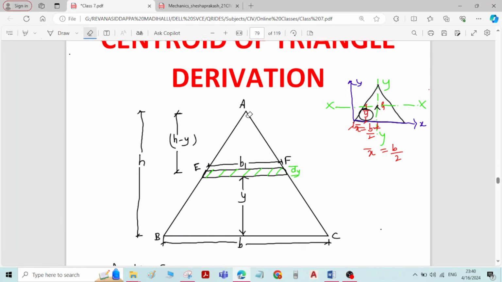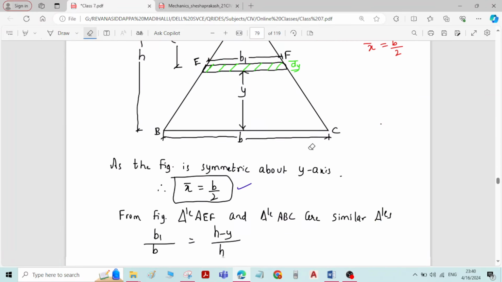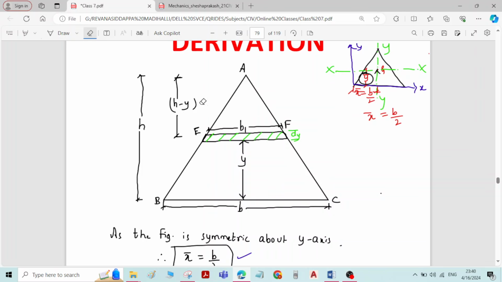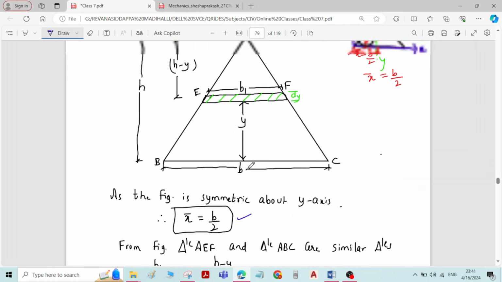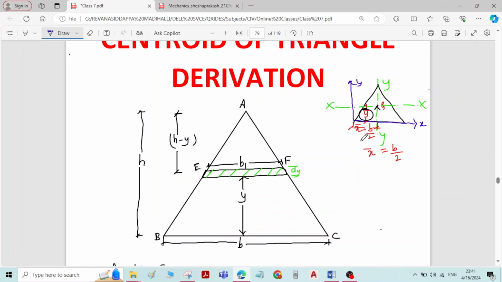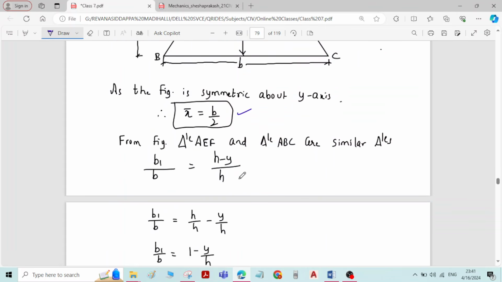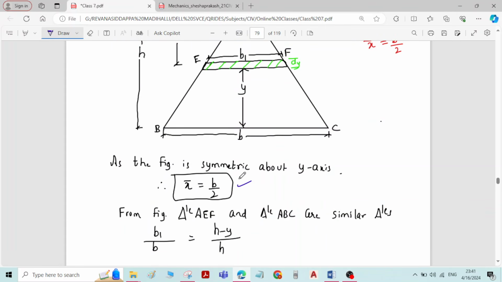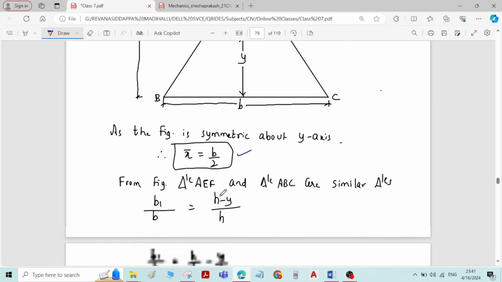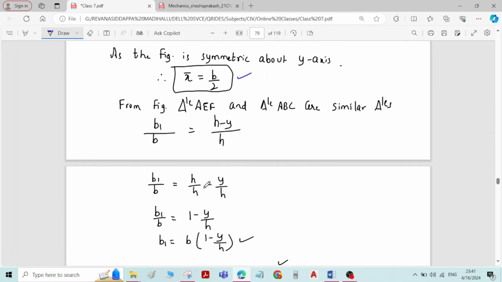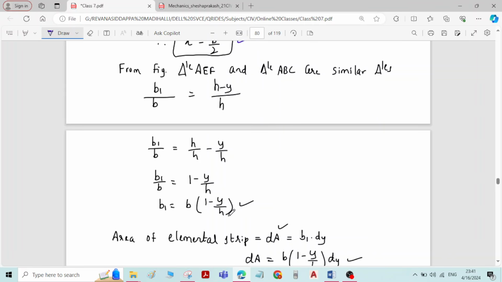I will repeat the steps very briefly. Initially you have to take a triangle ABC of base width b and height h. I have considered an elemental strip of width b1, thickness dy at a distance y from the base of the triangle. As the figure is symmetric about the y axis, x bar is known. x bar is equal to b by 2. Then you take the similar triangles AEF and ABC, apply the similarity rule, and obtain the expression for b1 in terms of b.